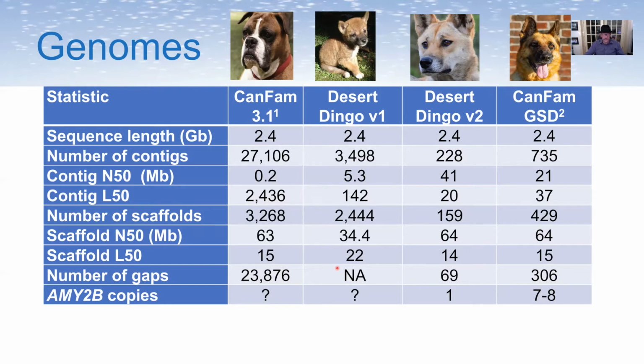This was important to us because Amylase copy number has been shown to be duplicated in all domestic dogs. In the Desert Dingo, there was 1 copy of Amylase, and there was no evidence around this region of any loss of Amylase copies. So it has the ancestral copy number of 1, which is the same as wolves.